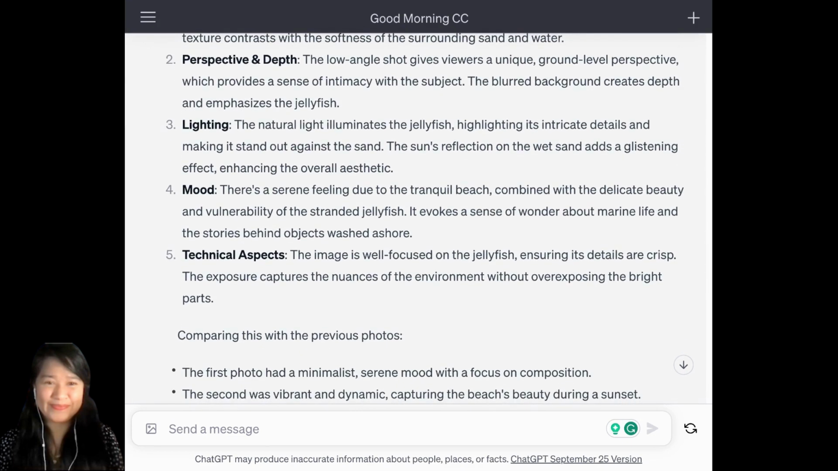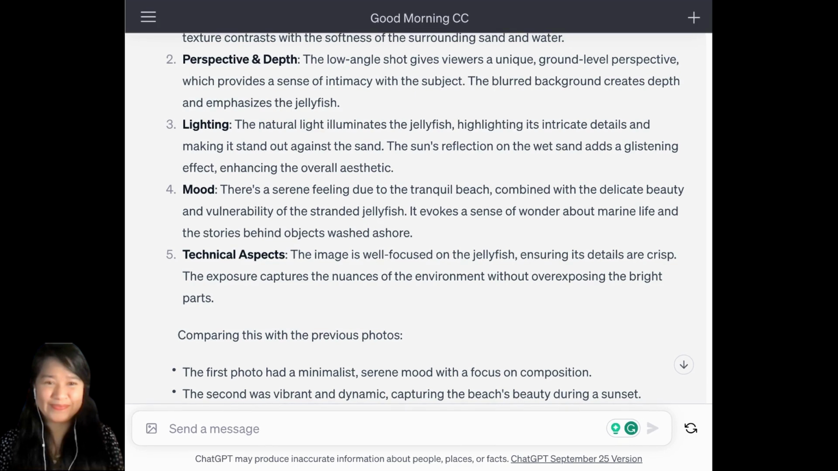Mood: there's a serene feeling due to the tranquil beach, combined with a delicate beauty and vulnerability of the stranded jellyfish. It evokes a sense of wonder about marine life and the stories behind objects washed ashore.